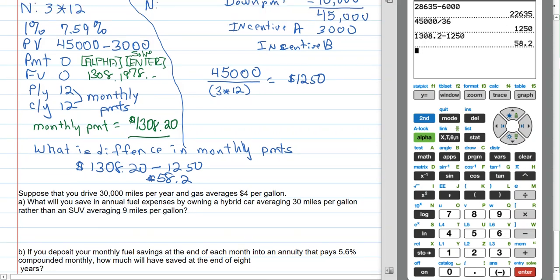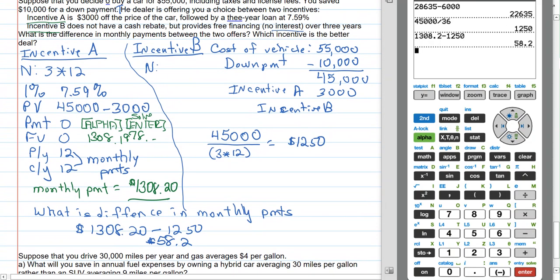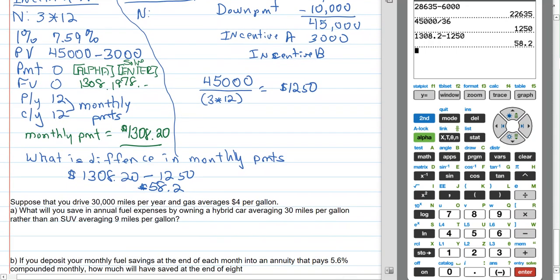All right, then they asked, which incentive is the better deal? Well, it seems logical to me. If we're not paying any interest and we're paying for 3 years, that's incentive B.